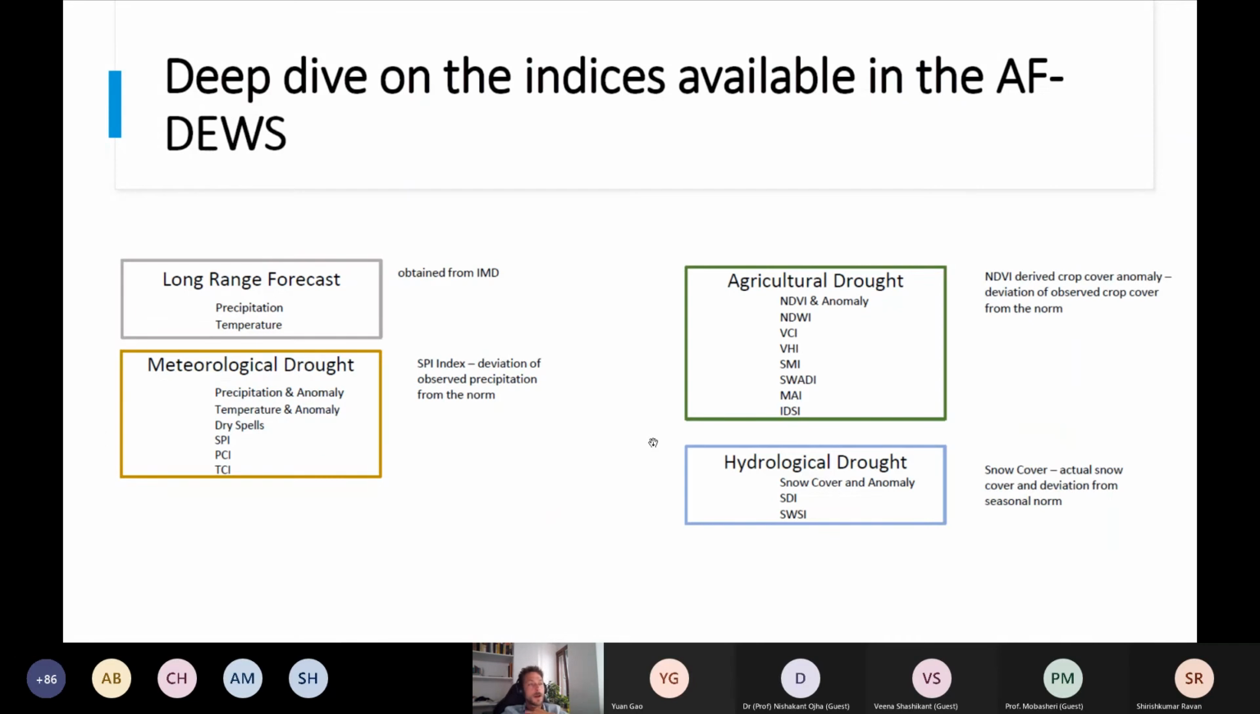Here we have the classic list of indices, and several of those have already been presented. Of course, I won't get into the details, but as you can see, there are several indices pertaining to meteorological drought monitoring, agricultural drought monitoring, and also hydrological drought monitoring. Of course, all of these have importance for different agencies, but overall for the entire country as well.